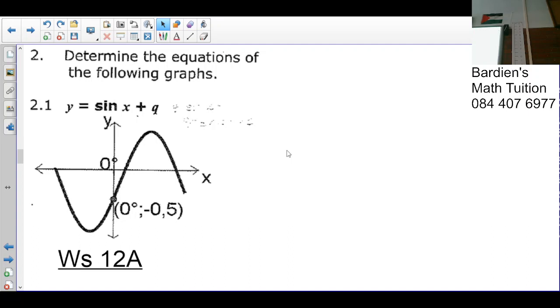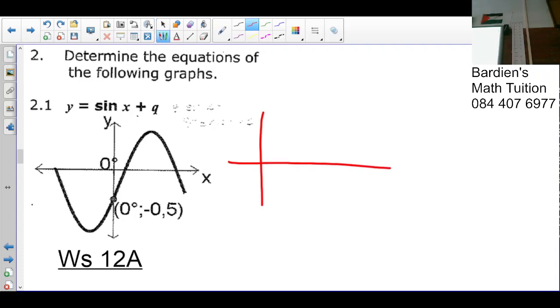So you all see this is a sine graph. Let's start at 0 and move on, half a unit. The normal sine graph does that, but what you notice is that at 0, it's gone down to a half. Can you see? So what is that q value? Negative, so moving down. So the equation is y is equal to sin x minus a half.